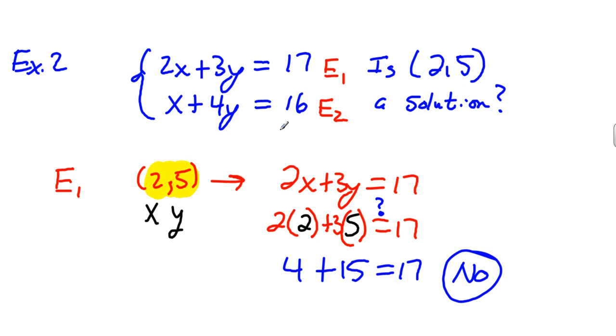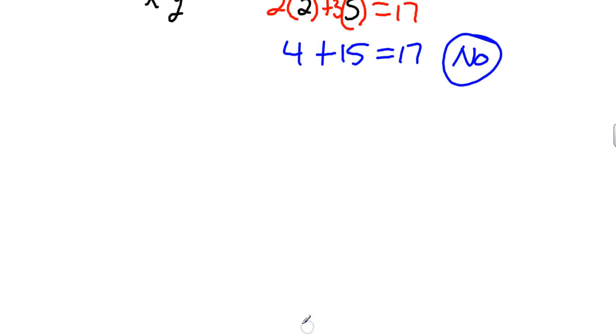Okay, so that's the first thing they're going to do. Here's a system, here's a possible solution. Is this an actual solution to it? And again, just say yes or no. Okay, so here's where we actually start solving and going through and doing everything. You've got two different ways you can do these. The first one we're going to look at is the substitution method.